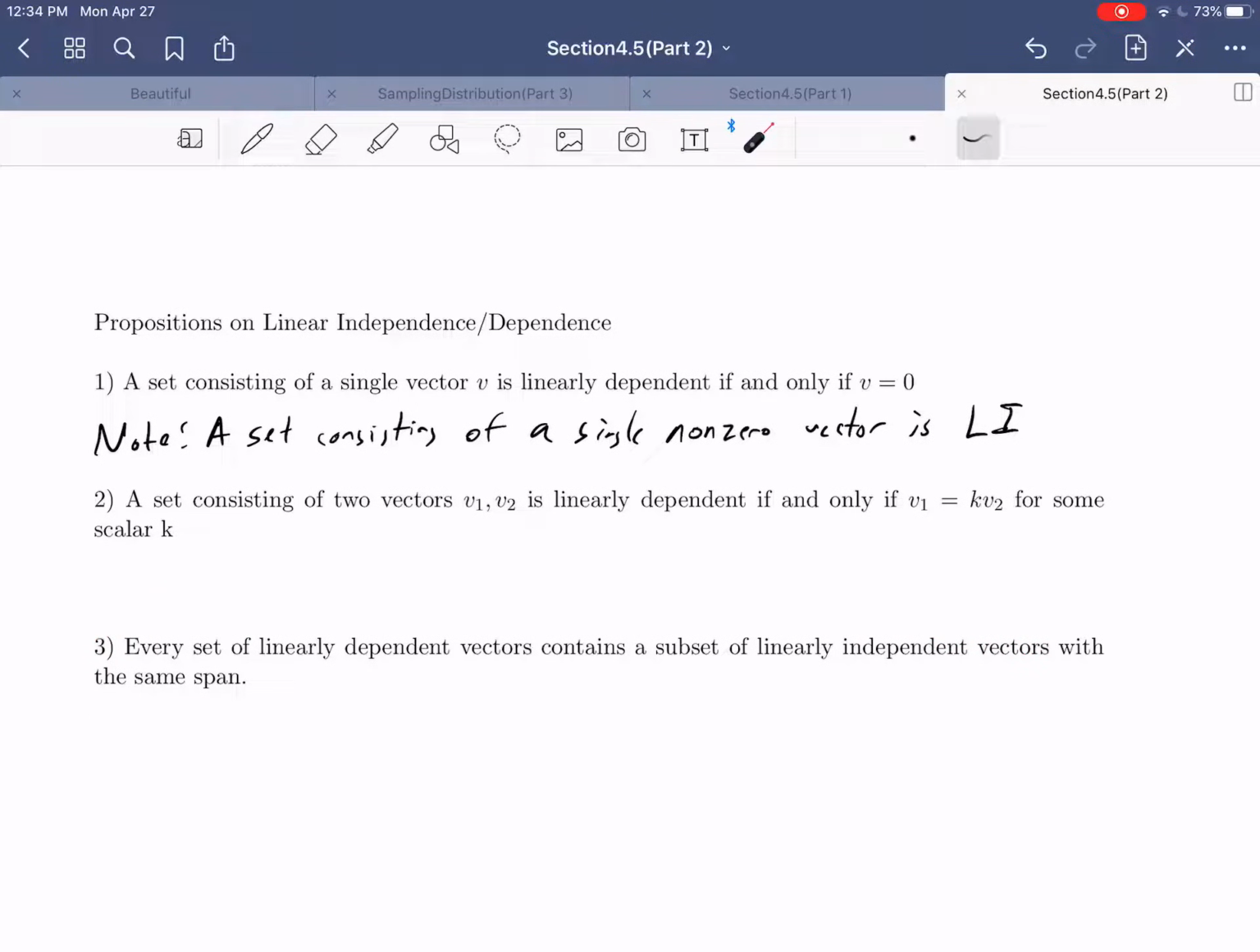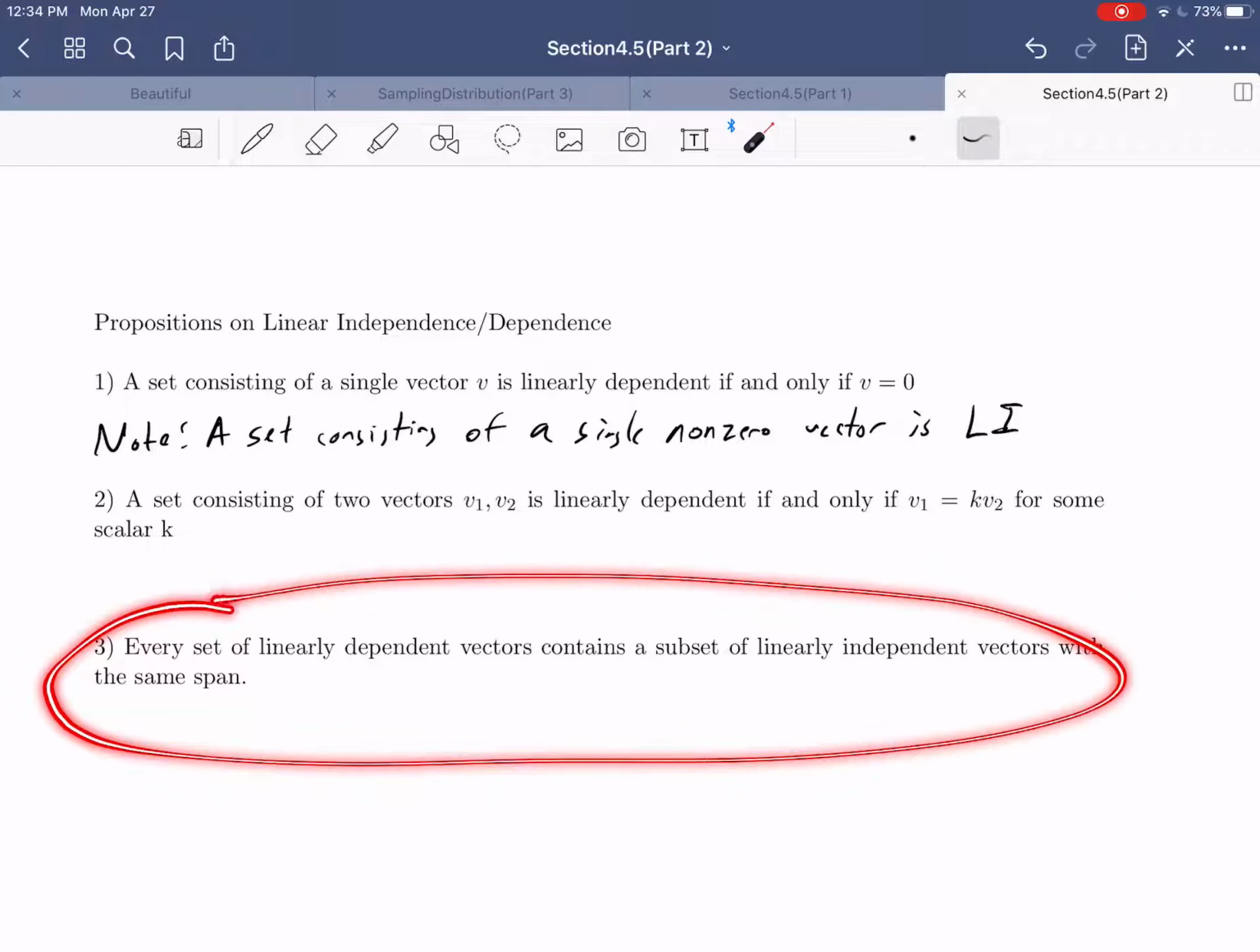It says that if you have a set of linearly dependent vectors, some of those must be linear combinations of the others. You can remove those without changing the span, and once you remove those, your set will be linearly independent, but you won't have changed the span.